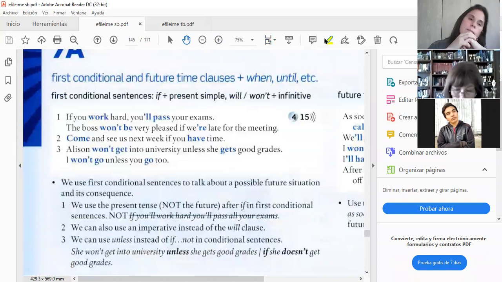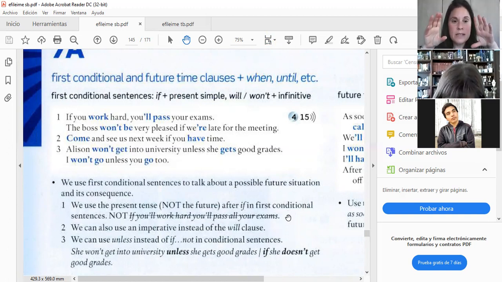If you work hard, you'll pass your exams. The boss won't be very pleased if we are late for the meeting. Excellent. Nico, now, can you read the explanation in point number 1 that we have here for this example? We use the present tense, not the future, after if in first conditional sentences. Not if you work hard, you'll pass all your exams.